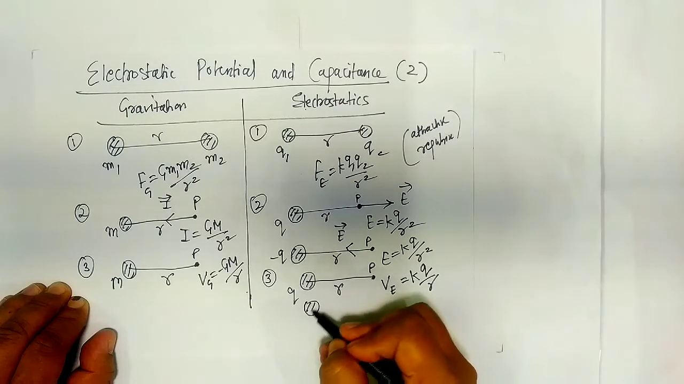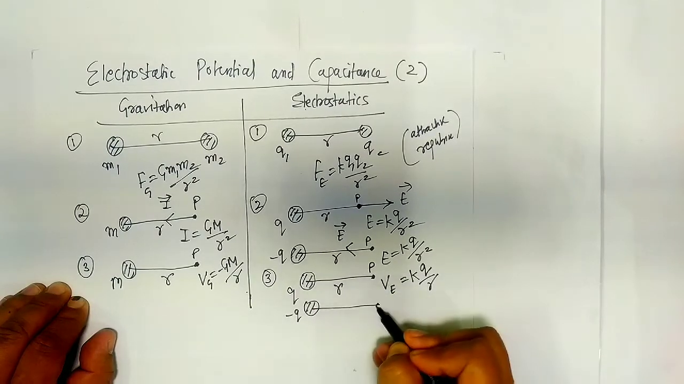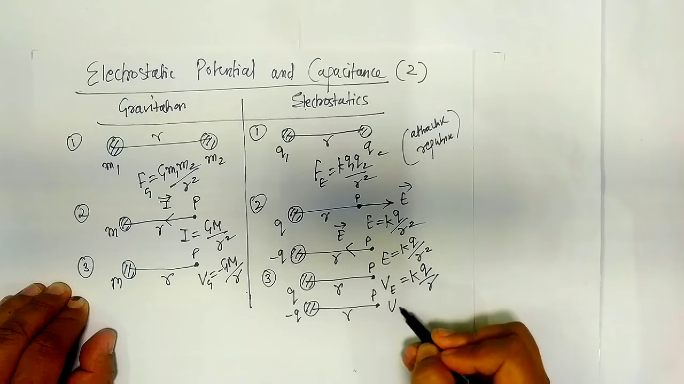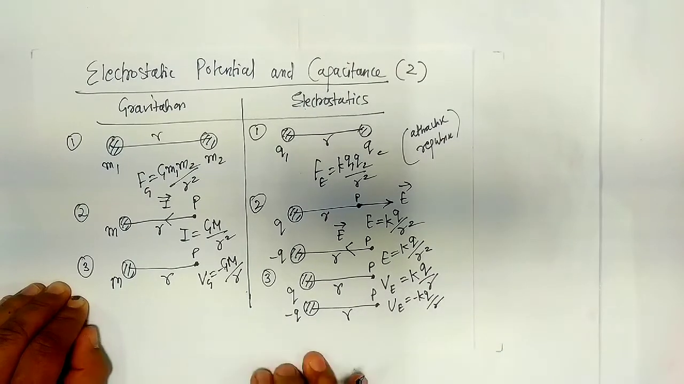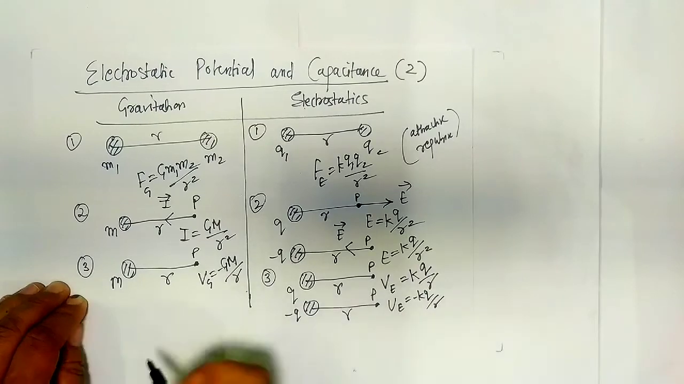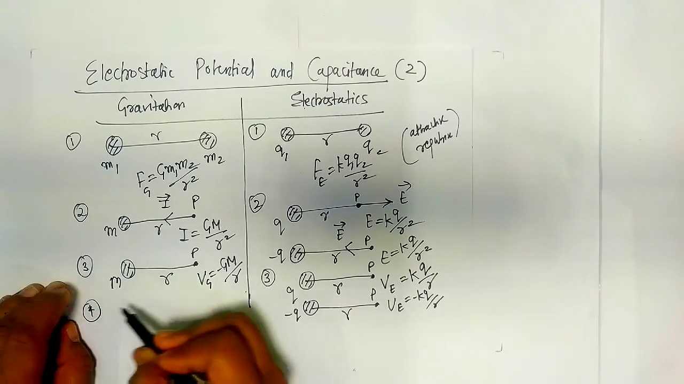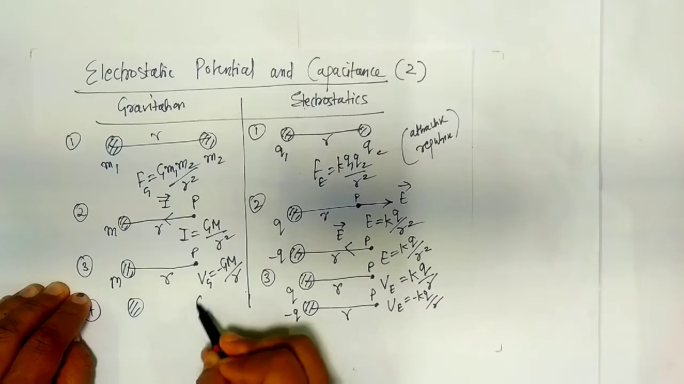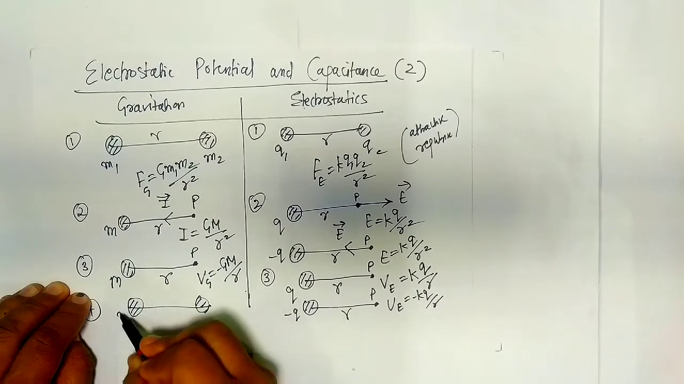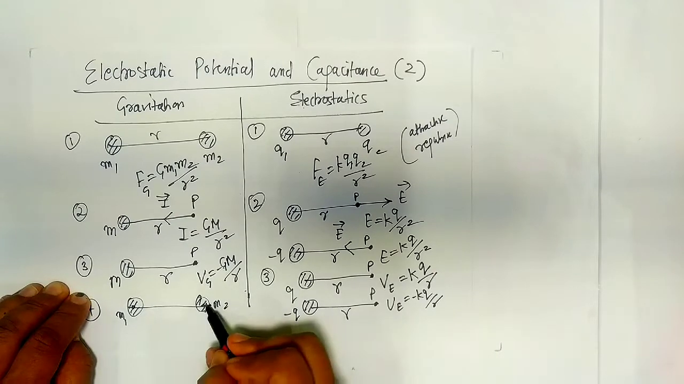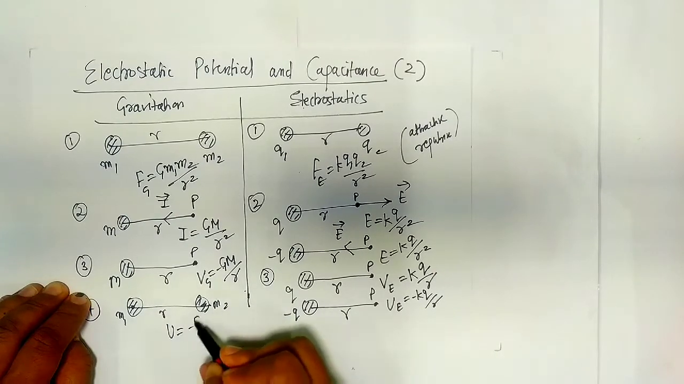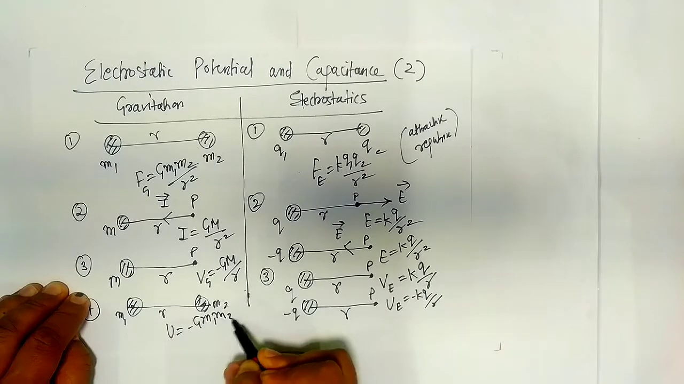But there can be two types of potential. Minus Q will produce what? It will be minus KQ by R. So potentials are again of two types. One is positive and another is negative. And then the last thing which we have gone through, that if there are two masses M1, M2, then certainly we can find out the potential energy between them is minus G M1 M2 by R.